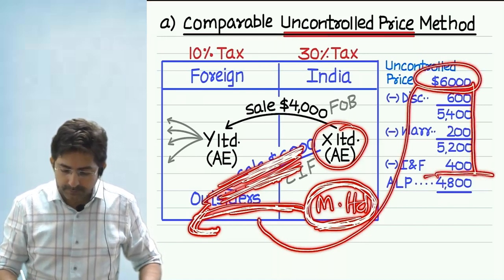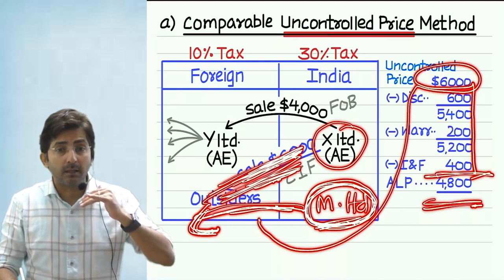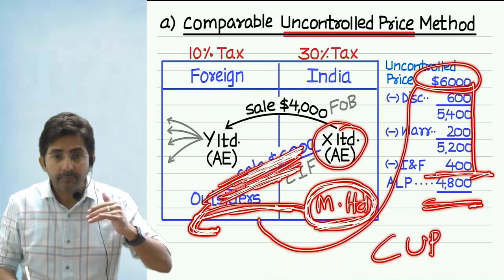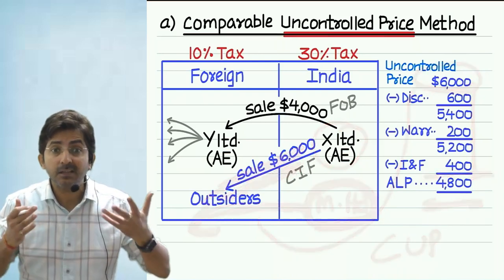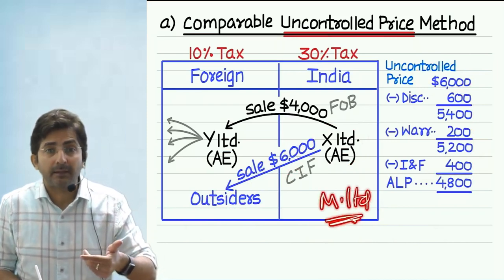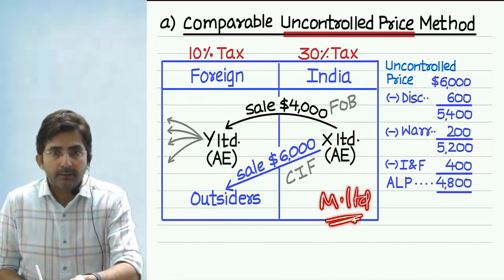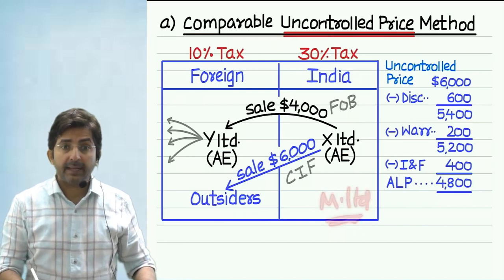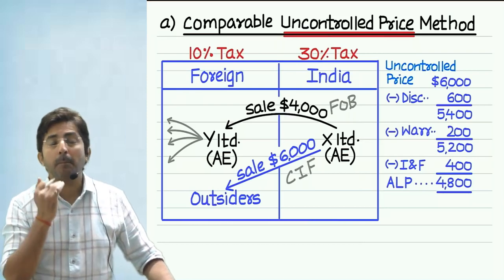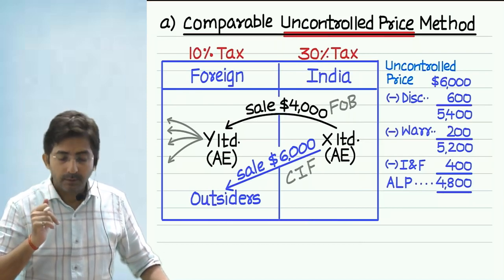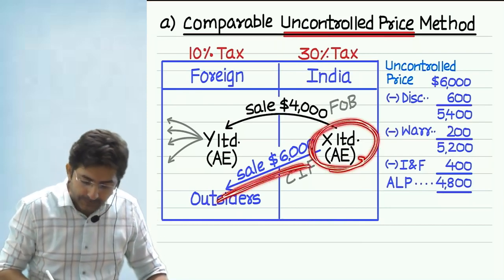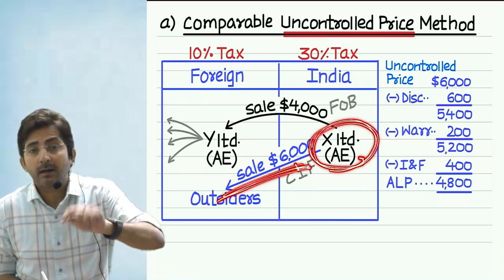And then all adjustments. This is called external CUP. What was CUP? External means external. M Limited is an outside company, so it's an external company. When you take an external company's price as the base, it is called external CUP. CUP means comparable uncontrolled price method. But you know what I did? I took X Limited's own price to outsiders, so it was internal CUP.